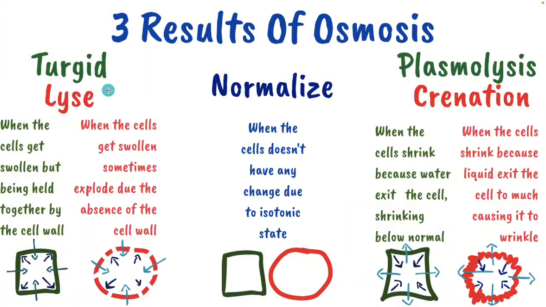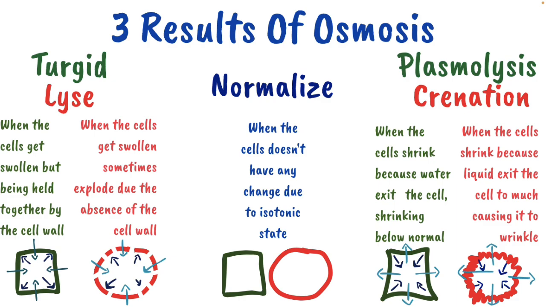First is turgid or lyse. This is when the cells get swollen but are held together by the cell wall. But animal cells don't have a cell wall, so the cells get swollen and sometimes explode. But don't worry, sometimes the cells also stay normal.